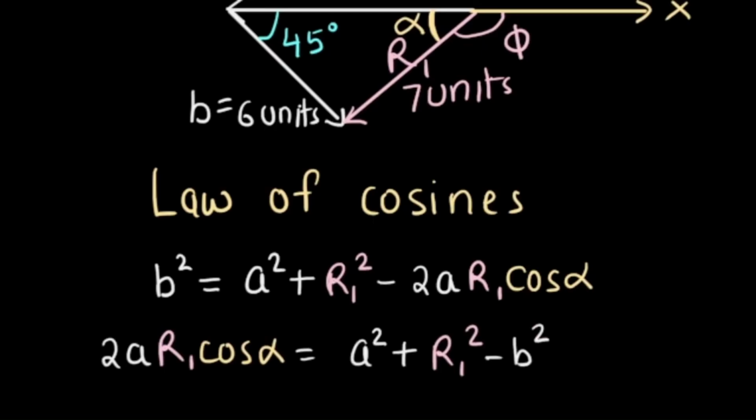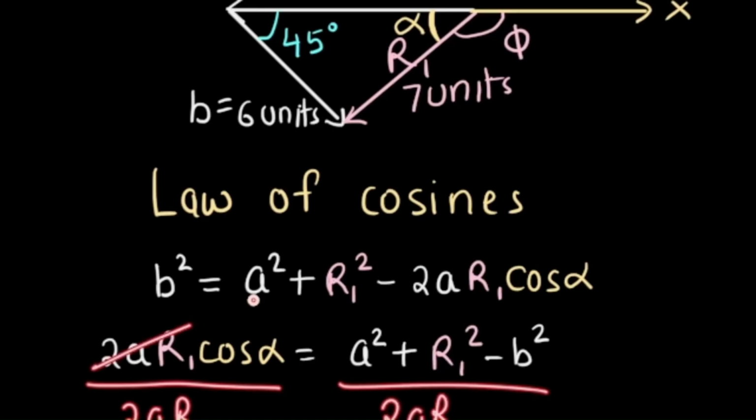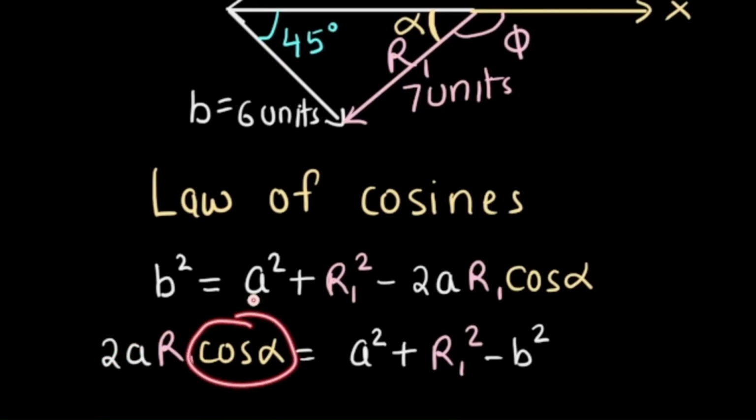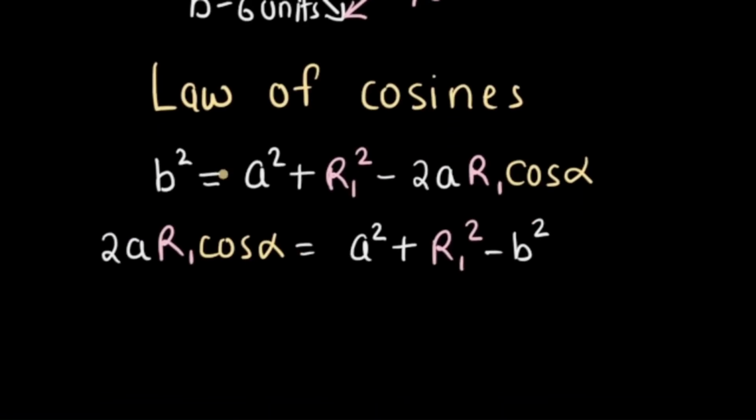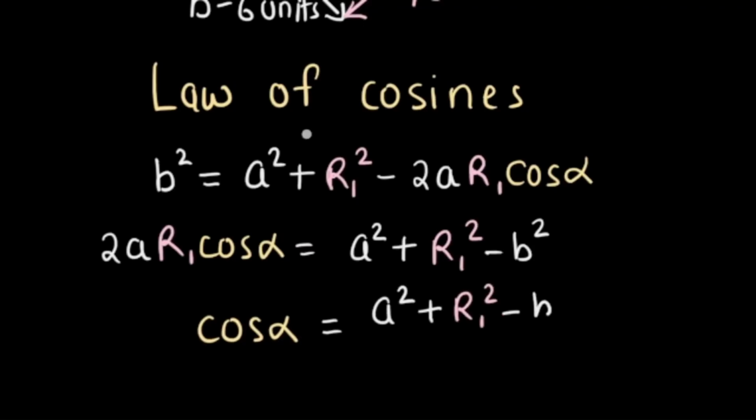Now, next thing we're going to do is divide both sides of this equation by 2 a r1. What does that do? It gets rid of this factor 2 a r1 that is multiplying cosine alpha, and we're left with only cosine alpha on the left-hand side, and that is what we want. So let's go ahead and do that. Cosine alpha equals a squared plus r1 squared minus b squared, divided by 2 a r1.